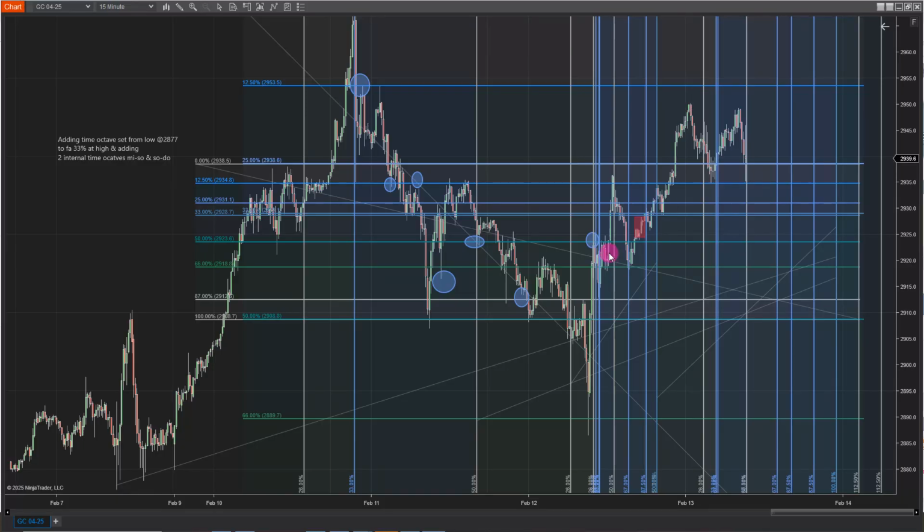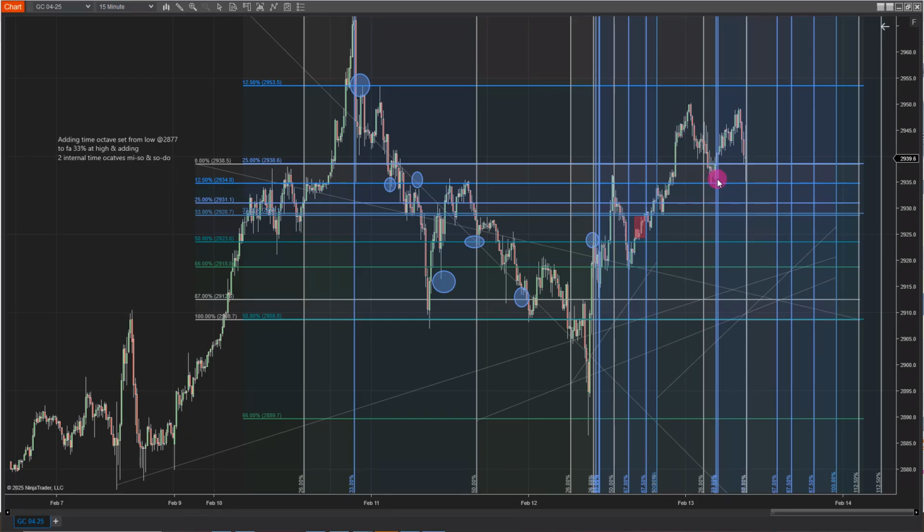And then prior to that happening, if you had the internal active drawn, you could have got this short where we had time and price come together here, and it went right down to the next time point and down to the green line level at the 66%, and that puts you back into that area there to go long.